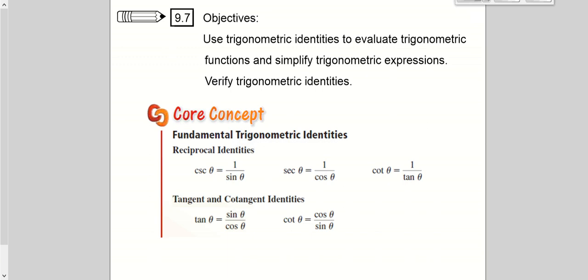Fundamental trigonometric identities. We have the reciprocal identities. Cosecant and sine are reciprocals of each other. Secant and cosine. Cotangent and tangent. Then, tangent can be defined as sine divided by cosine, which would make cotangent the reciprocal of that, or cosine divided by sine.